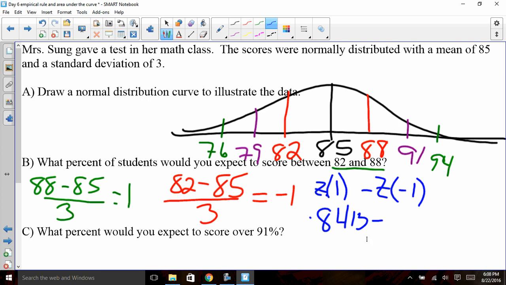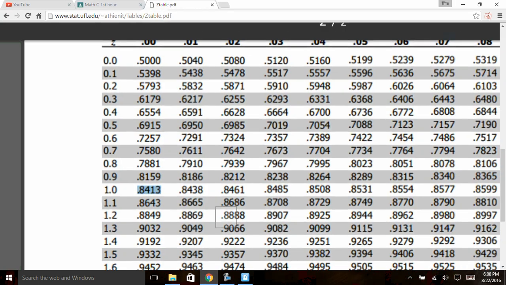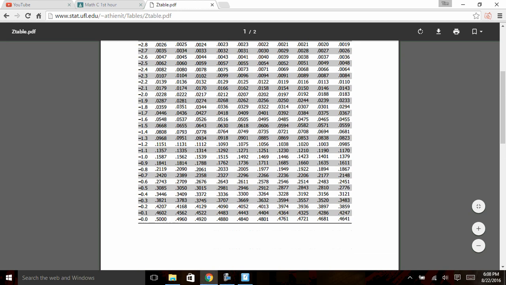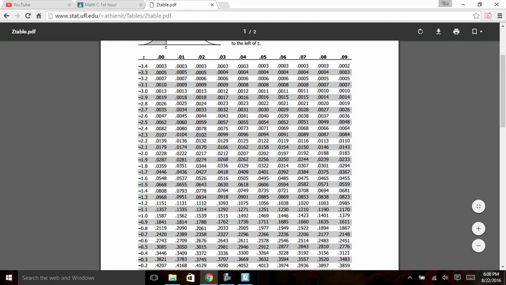Now I'm going to take that number minus the z of my -1. So let's go back to that chart. My negatives are on the other side. Again, I'm looking for -1.00. We don't want any extras.